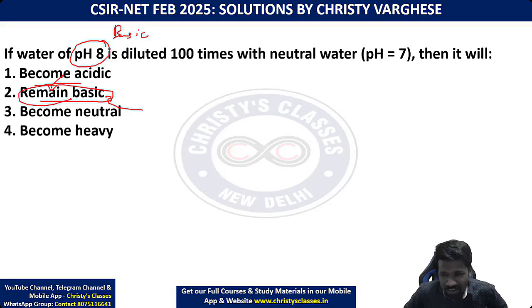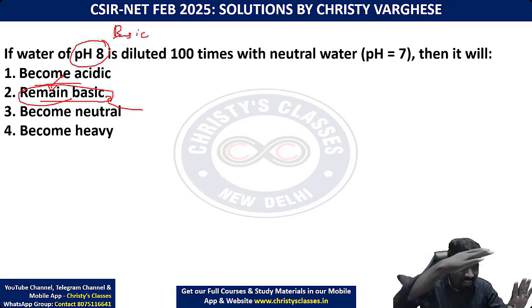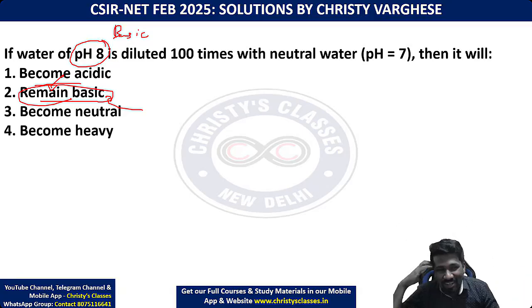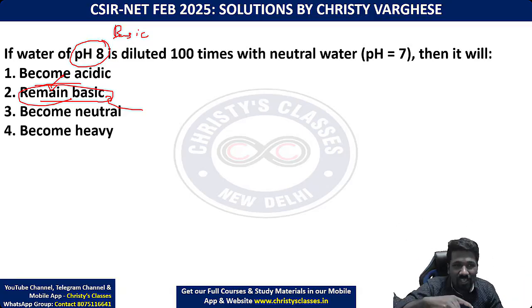To be frank, I remember pH 8 is basic. But in case you have forgotten it, not a problem at all. Because the first, third, and fourth options are saying become acidic, become neutral. Become means something that is not acidic becomes acidic, something that is not neutral becomes neutral. That means the option itself says it is not acidic, not neutral. And remain basic confirms that it is basic.